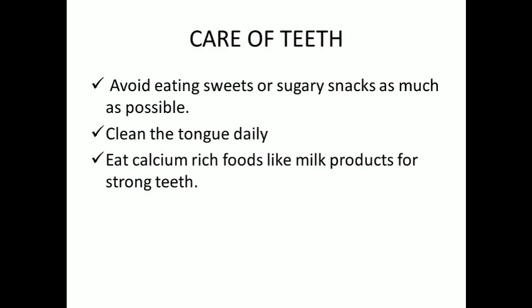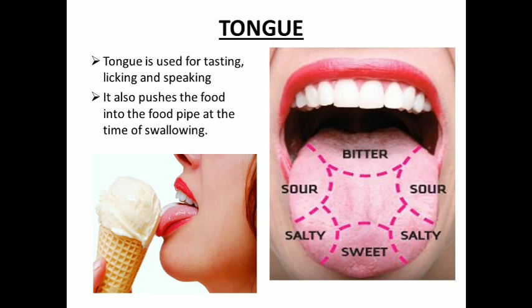Now you can see here the various parts of our tongue sensitive to the different taste sensations. So that's why we lick an ice cream with the tip of our tongue to get the maximum sweetness of the ice cream.